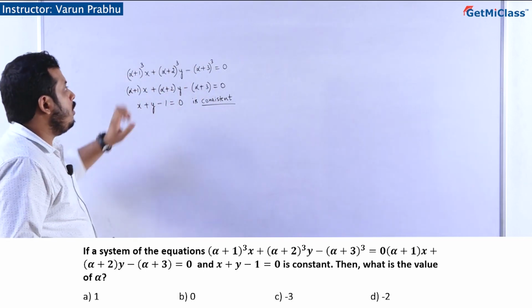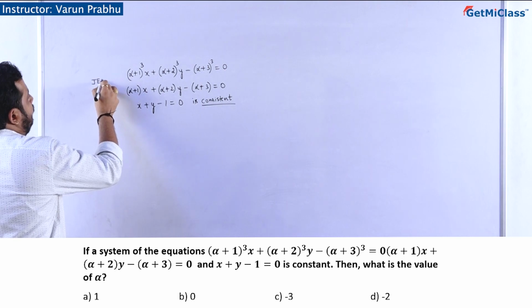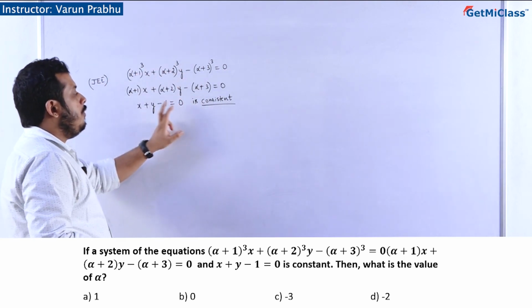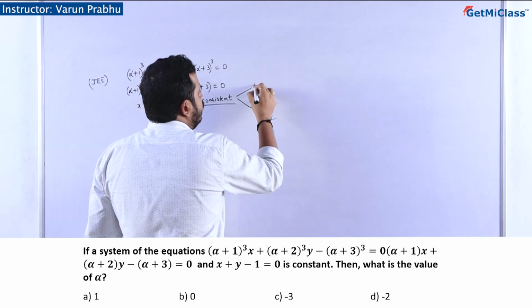Now this question is an important question. It's a question which was asked in one of the JEE exams. What is told in the problem is that this particular system of linear equations is consistent. Consistent means it should have a solution.